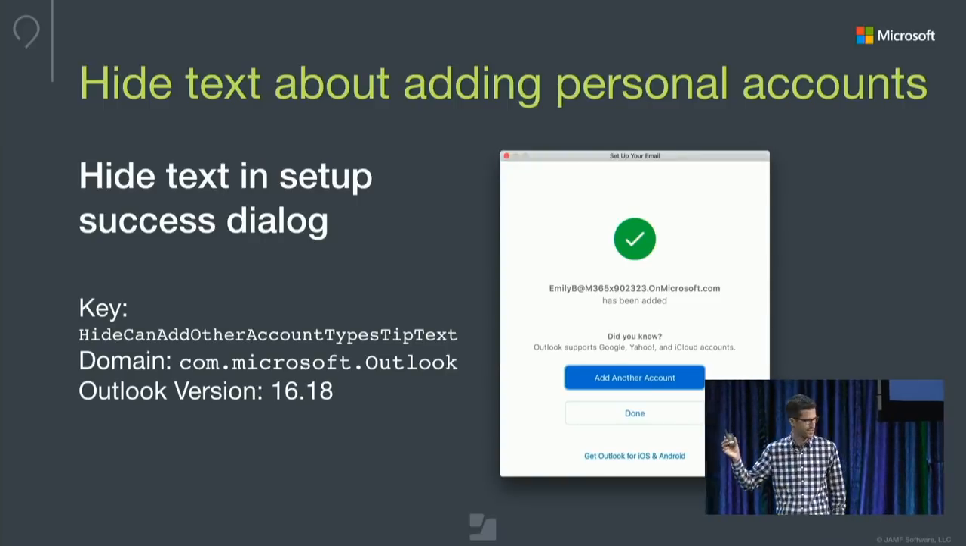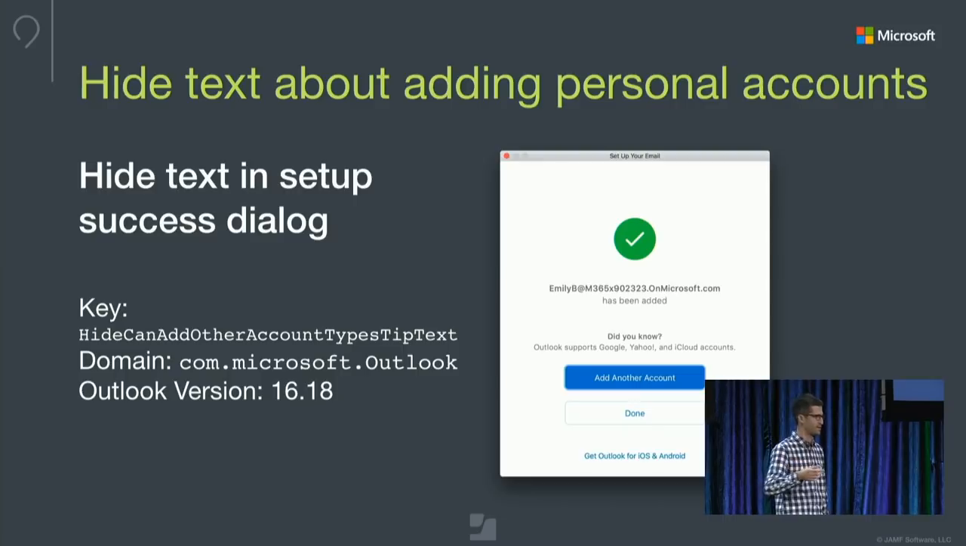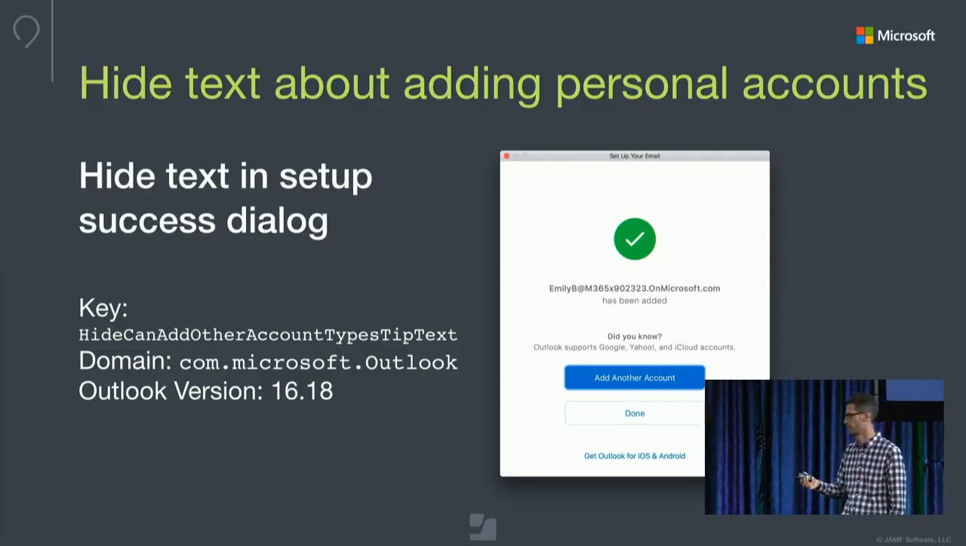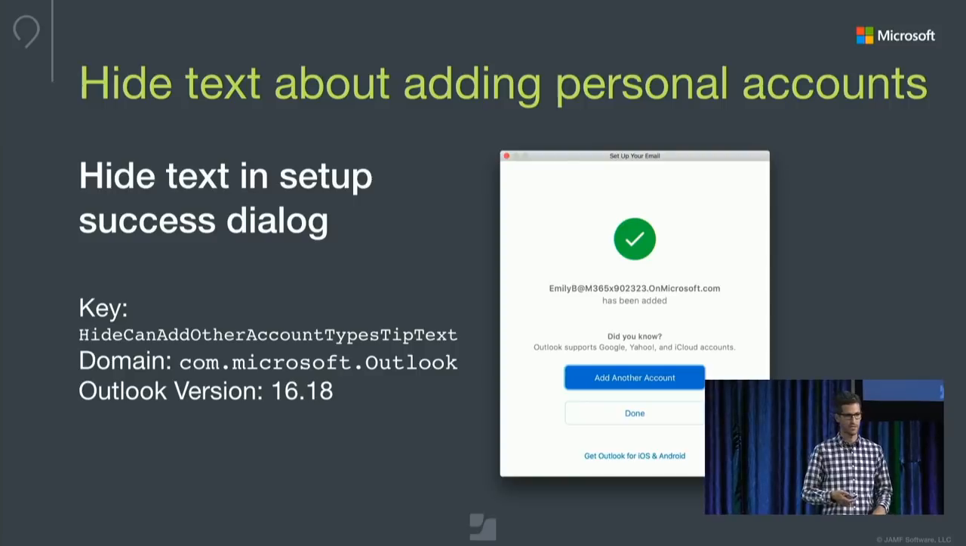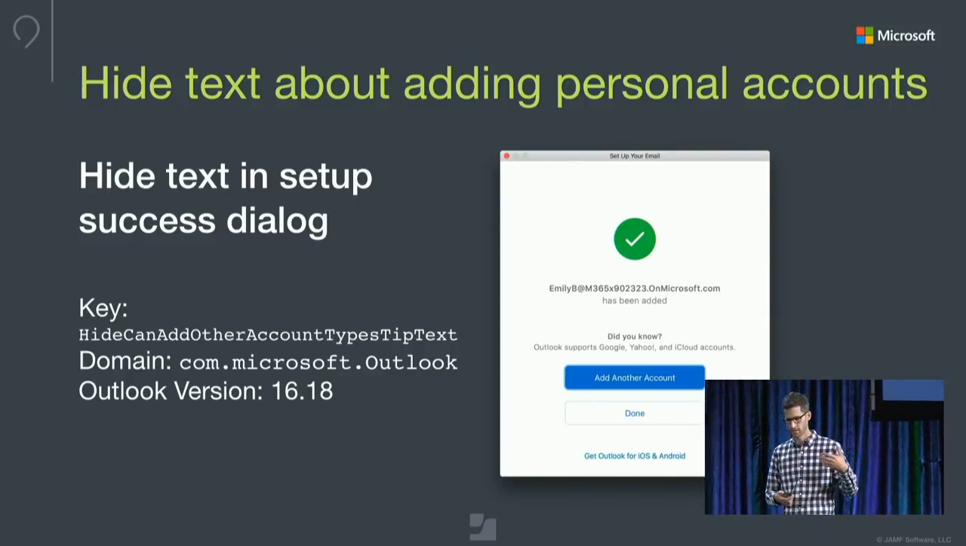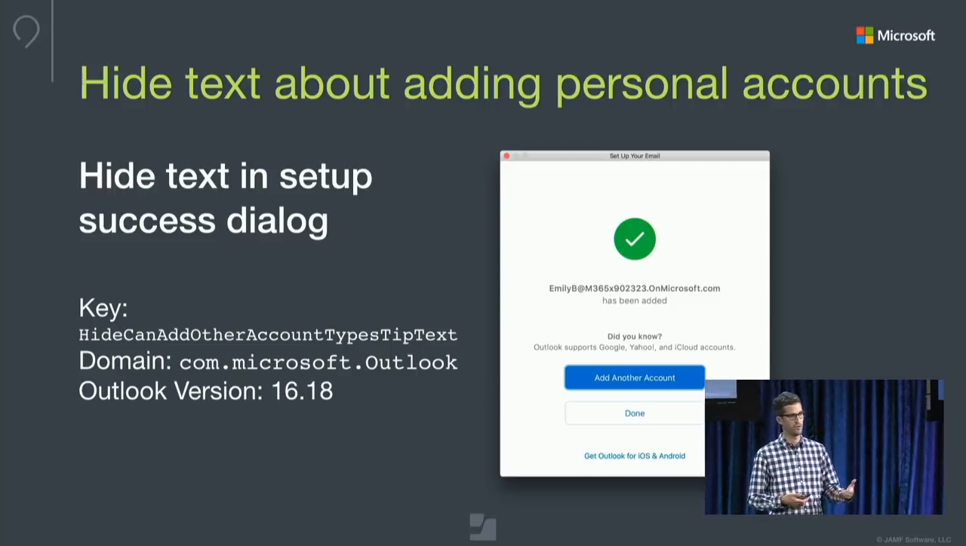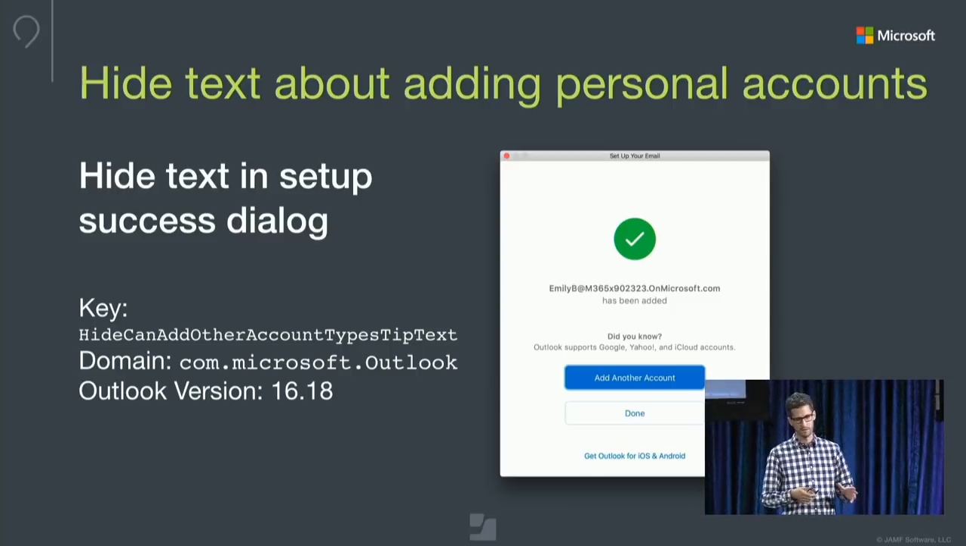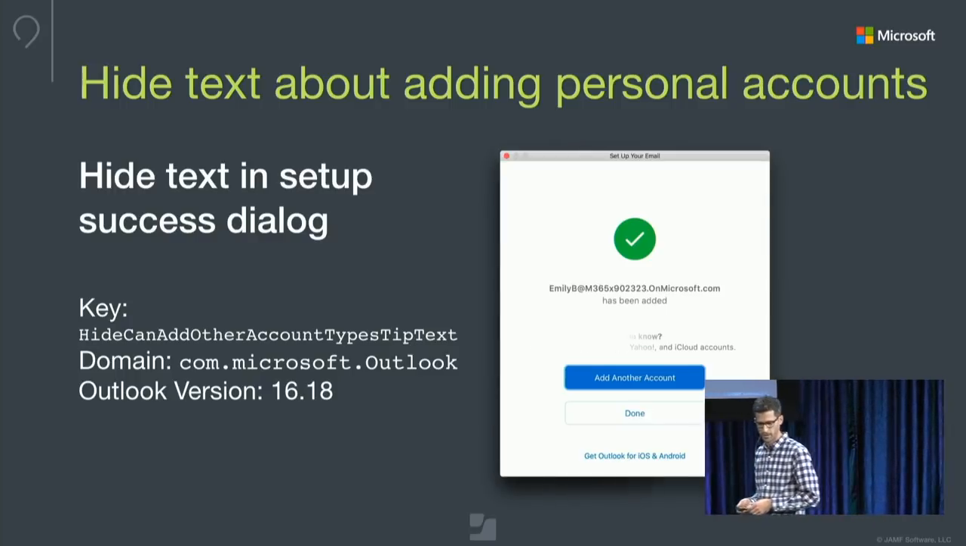On the end of that, after the account is added, say you do have a corporate account, we always had this text that says, did you know you can add these personal accounts in Outlook? I mentioned that's something we used to want you to do, we still want you to do if you're allowed to. But we also realize that this might imply that your organization supports this, that if there's a problem with your iCloud account in Outlook, your IT department has to support it. So not only did we introduce the ability to prevent adding the accounts, but if you also need to suppress this text, you can do that as well. So now we'll take a look at both of these together.